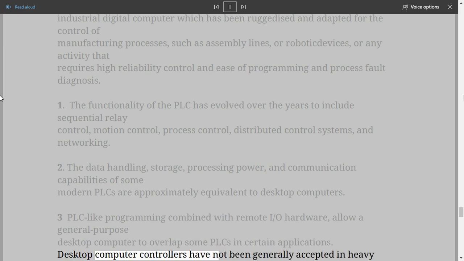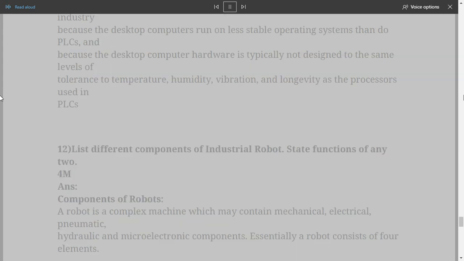Desktop computer controllers have not been generally accepted in heavy industry because the desktop computers run on less stable operating systems than do PLCs, and because the desktop computer hardware is typically not designed to the same levels of tolerance to temperature, humidity, vibration, and longevity as the processors used in PLCs.